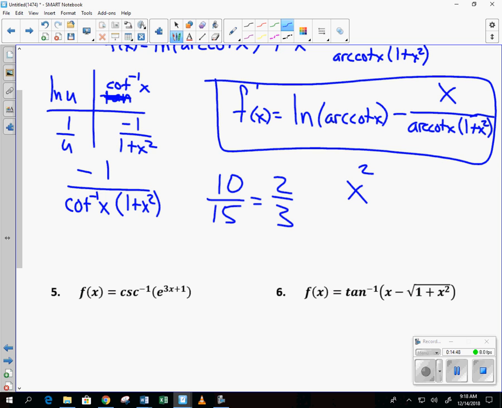Would you leave an answer like x squared minus 1 over x minus 1? No, you'd factor the top, right? So you've got to look for factors or things to cancel. And the fact is that they don't in this situation.